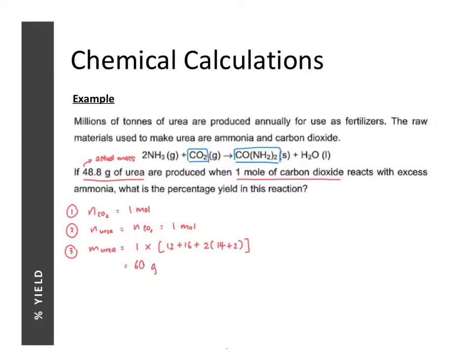Now this mass that we have just calculated is your theoretical mass. It's the mass of urea that we're supposed to get should all your carbon dioxide undergo reaction. So now we have gotten the actual mass, we have gotten the theoretical mass. The last step to be done is to find the percentage yield, which is the actual mass divided by the theoretical mass times 100%.